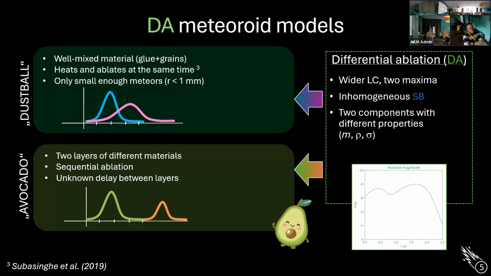The only downside to this that we have found so far is that we don't really know what kind of delay should be between those layers, or if they can overlap at all, because it's obvious that there should be some preheating of the inner layer, but we don't really have the physics of this. So right now it's just fitting to the model.